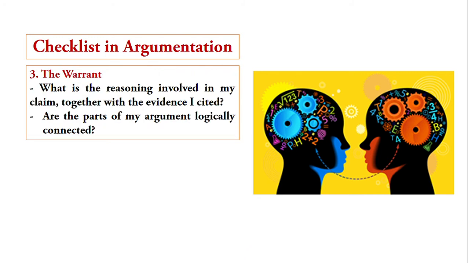We also have the warrant as the third part of this checklist. It answers the questions: what is the reasoning involved in my claim, together with the evidence I cited? Are the parts of my argument logically connected? You need to create a balance between the arguments and the data that you present, because if you fail to present claims, then what is the guarantee that you will win the case or the argument?